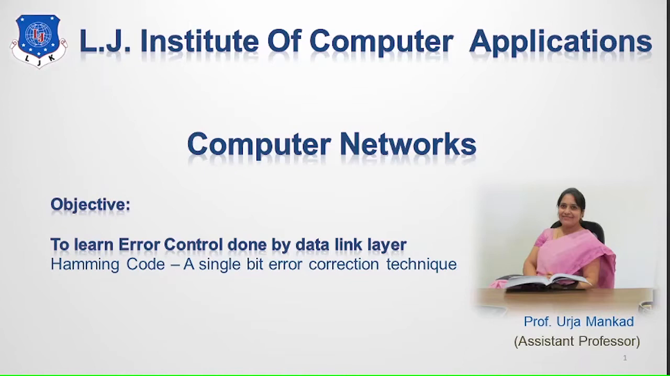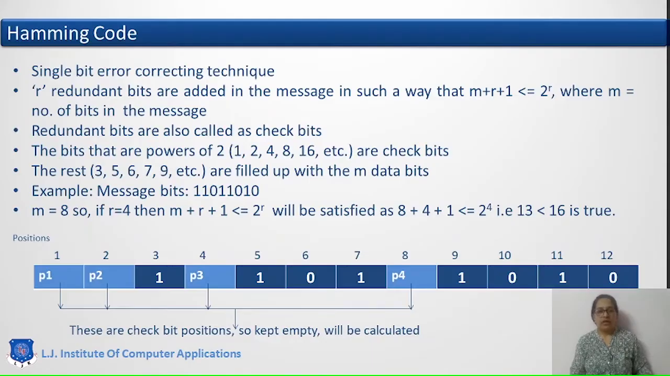Hello everyone, let us discuss how the error is handled by the data link layer. We will take an example of Hamming code technique which is used to detect and correct a single bit error by the data link layer. For correcting a single bit error using Hamming code technique, we have to first of all calculate how many redundant bits are added into the message.